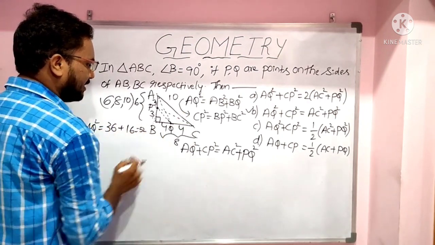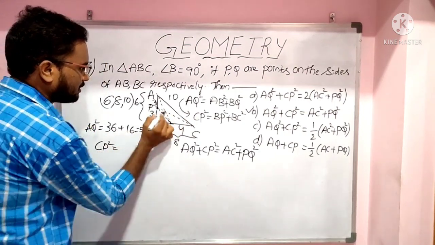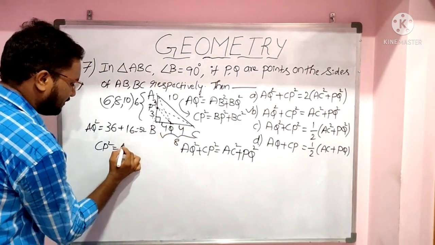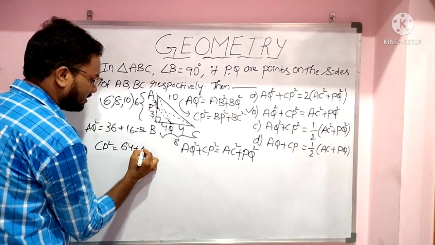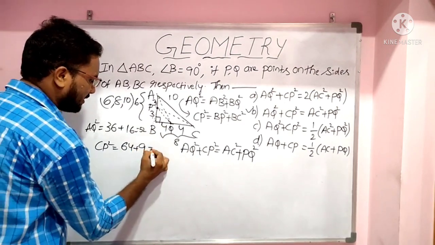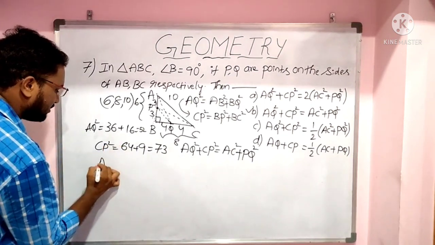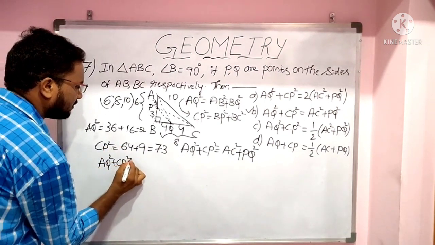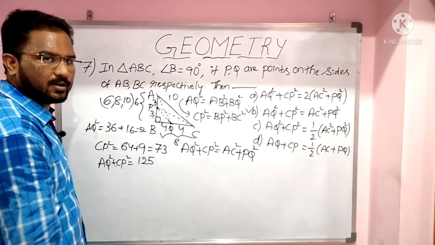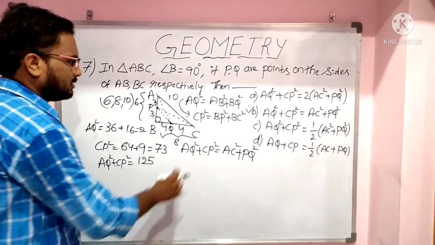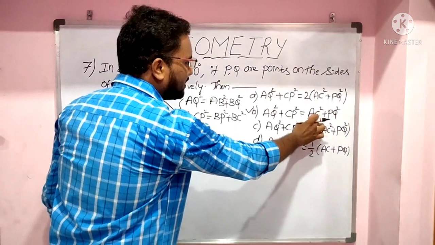And then CP square. CP square means this one. So CP square equal to 4 plus 4, 8, 8 square value 64, plus 3 square value 9. So 64 plus 9, 73. So AQ square plus CP square equal to 73 plus 52, 125. Now AC square we need to find from the right hand side.